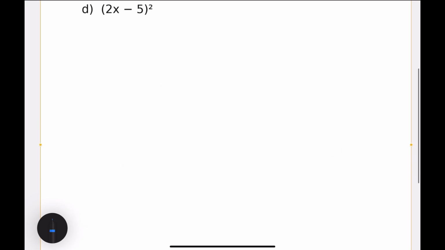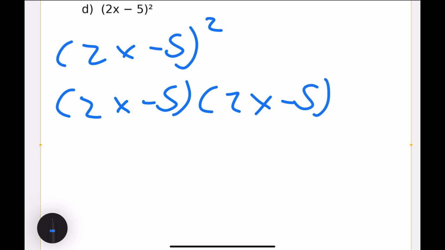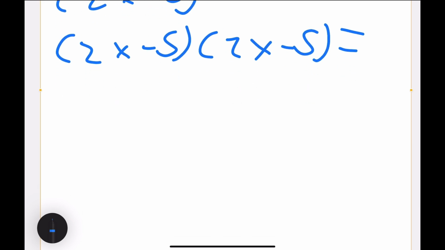Okay, final question. We have 2x minus 5 in brackets squared. So again, like before, it's going to be 2x minus 5 multiplied by 2x minus 5. So now we can expand the bracket out. So 2x multiplied by 2x, that's going to be 4x squared, as we do the 2 multiplied by 2, which is 4, and the x multiplied by x, which is x squared.